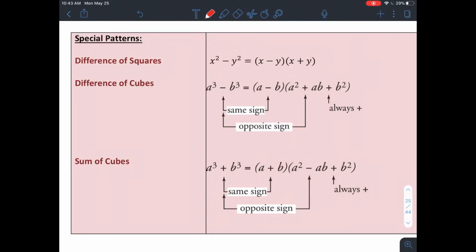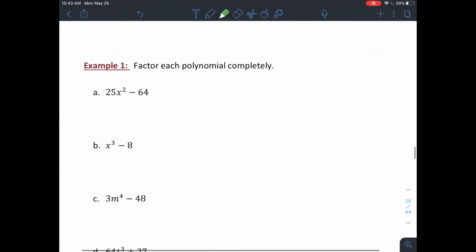We're going to factor some special patterns today. So we did these back in Algebra 2. The first one we're going to look at is factoring a difference of squares. So if you have two perfect squares that are being subtracted, you can factor it into the first thing that's being squared minus the second thing that's being squared, times the first thing that's being squared plus the second thing that's being squared, or square roots if you want to think about it that way.